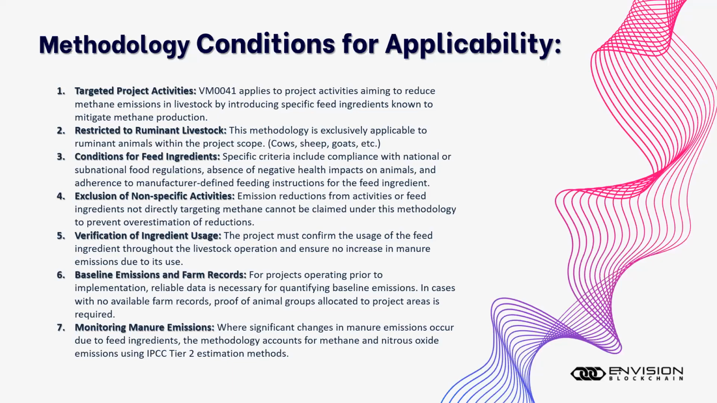For projects operating prior to implementation, reliable data is necessary for quantifying baseline emissions. In cases with no available farm records, proof of animal groups allocated to project areas are required. Where significant changes in manure emissions occur due to the feed ingredients, this methodology accounts for methane and nitrous oxide emissions using IPCC Tier 2 estimation methods.